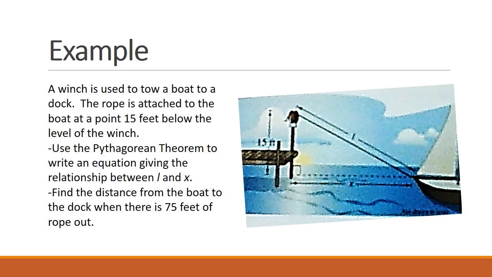Here's another example. Sorry about the quality of the picture here, but hopefully it'll give you a little bit of an idea. A winch is used to tow a boat into a dock. The rope is attached to the boat at a point 15 feet below the level of the winch. Use the Pythagorean theorem to write an equation giving the relationship between L, which is the diagonal length, and X, which is the distance between the boat and the dock. Find the distance from the boat to the dock when there is 75 feet of rope out. Pause this recording, give this a try, and resume the recording to check your answer.